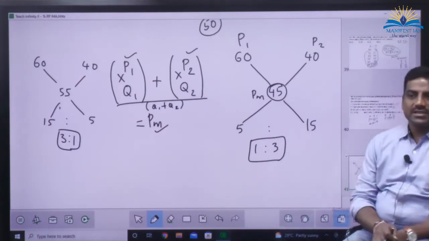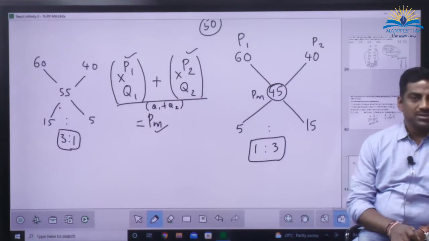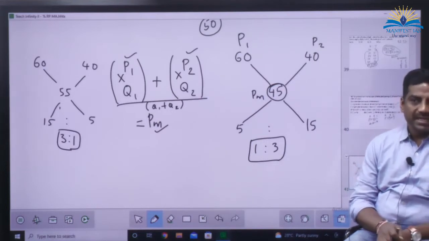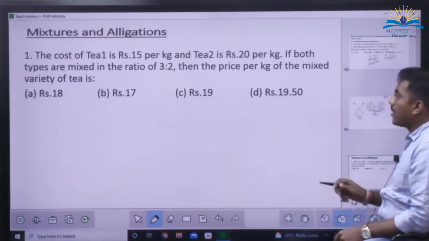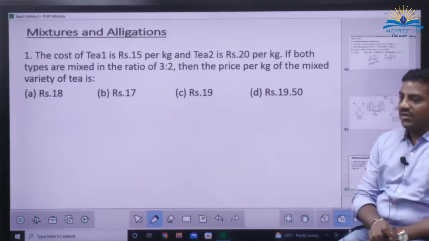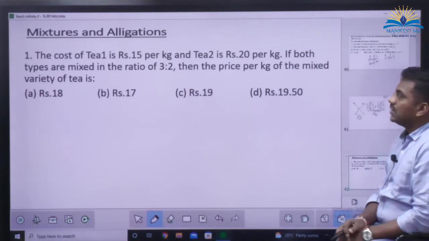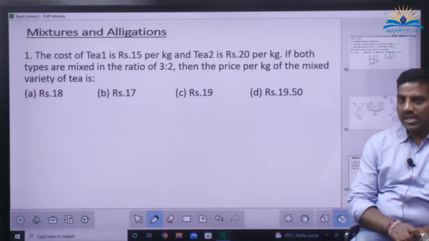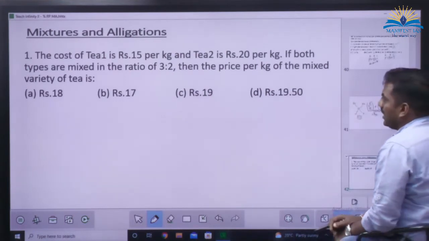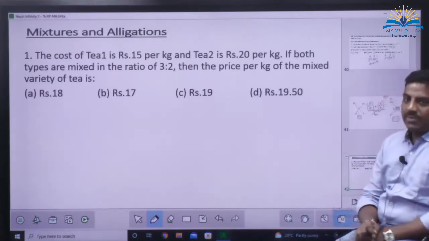So with this knowledge we'll try to do some problems, we'll get even better clarity. Okay, the cost of T1 is rupees 15 per kg and cost of T2 is rupees 20 per kg.